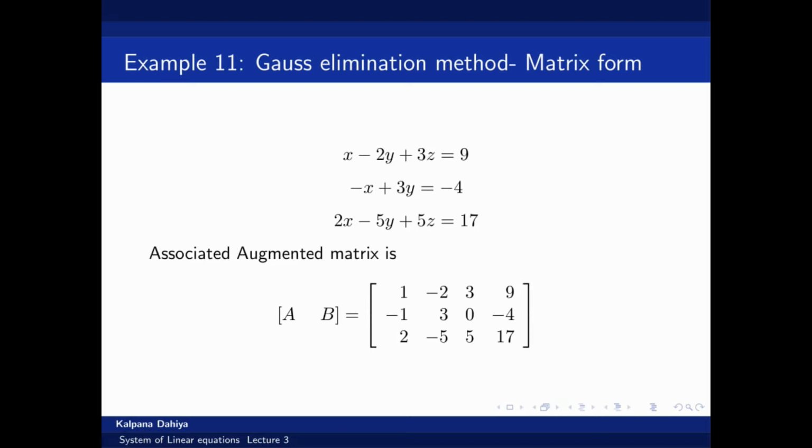First column is the coefficients of x in these equations, 1, minus 1, 2. Second column represents the coefficients of y in these equations. These are minus 2, 3, minus 5. Third one is 3, 0, 5. These are coefficients of z in these equations. And the fourth column is the right hand side vector, 9, minus 4, and 17.